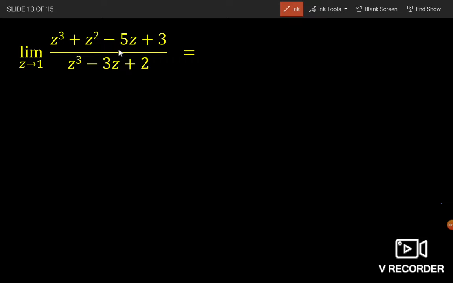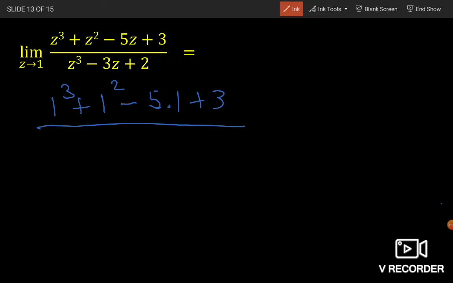As you can see, we cannot readily factor both the numerator and denominator. So let's see, maybe, just maybe, it is defined at z equal to 1. So if we substitute z equal to 1, it will be 1 to the third power plus 1 to the second power minus 5 multiplied by 1 plus 3, all over 1 to the third power minus 3 times 1 plus 2.